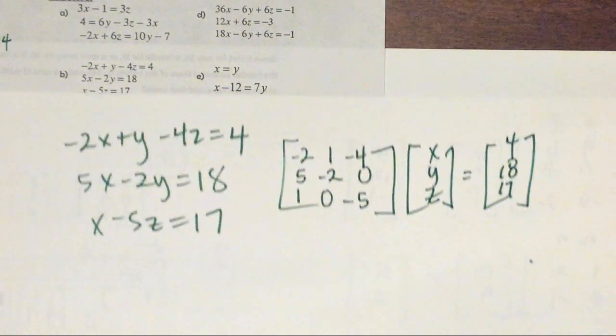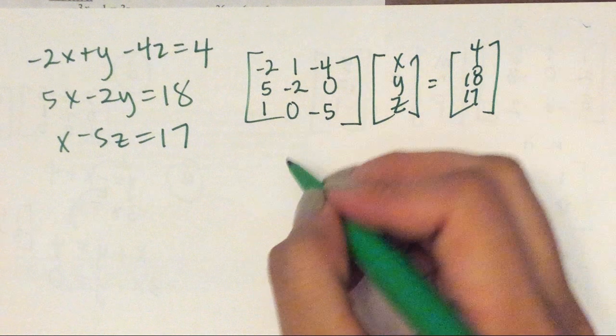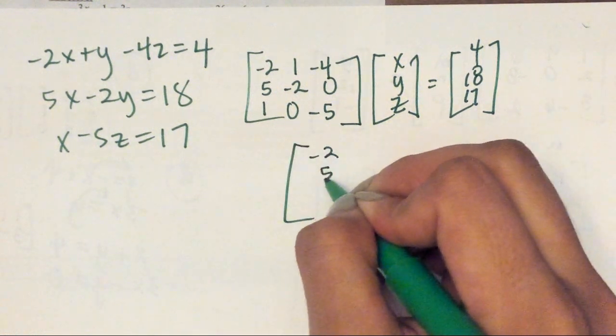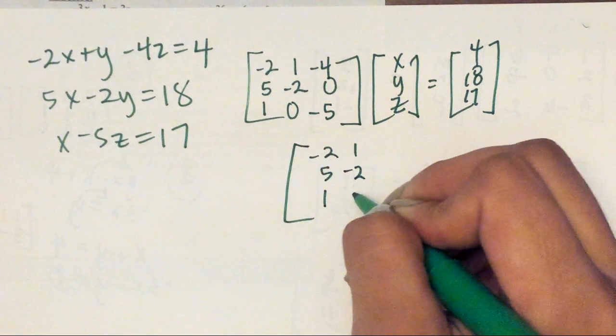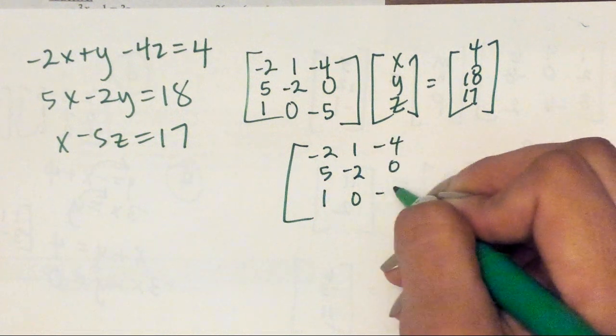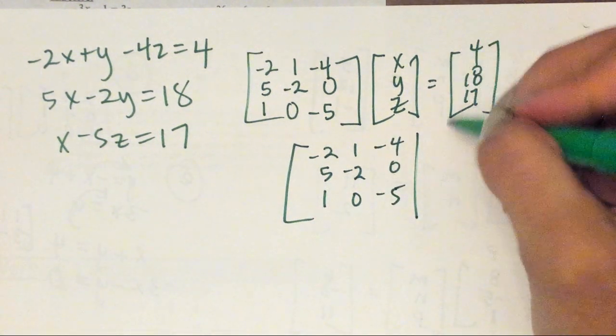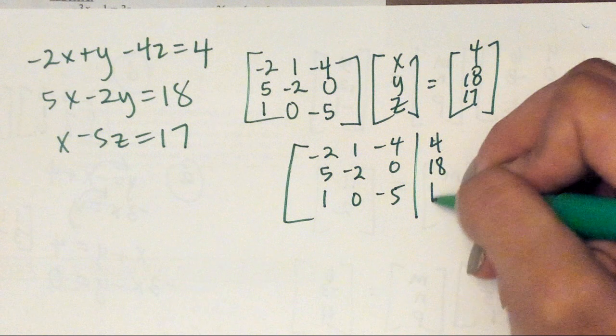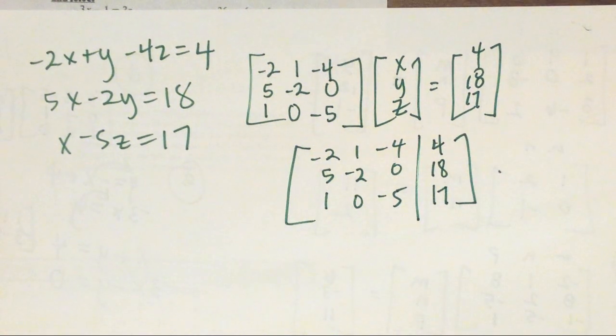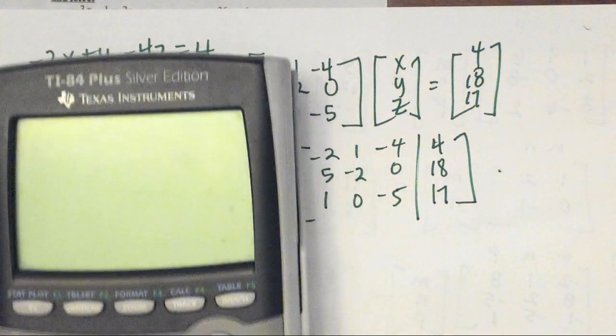Alright, so I'm going to set up my matrix to plug into my calculator. Rewrite all my values, draw my line, and then I have 4, 18, 17. Alright, bring my handy dandy calculator.